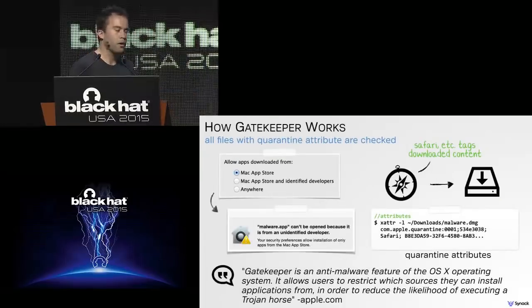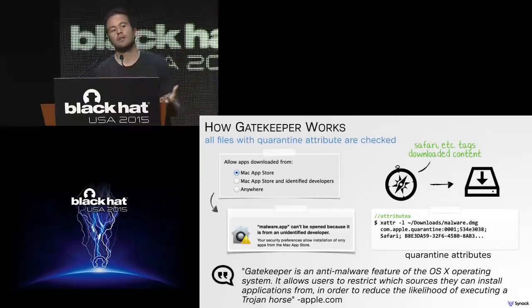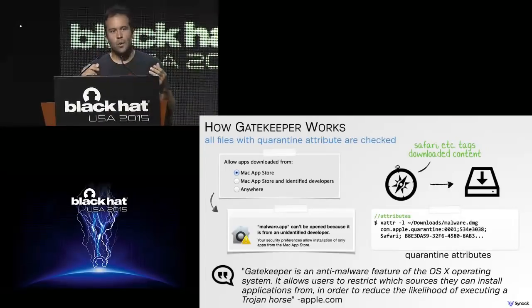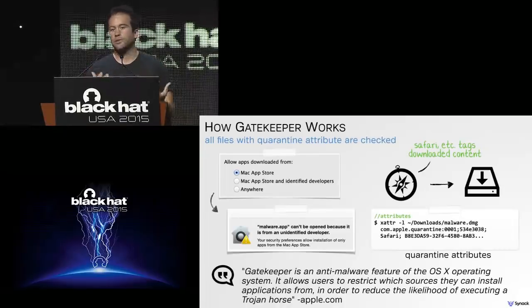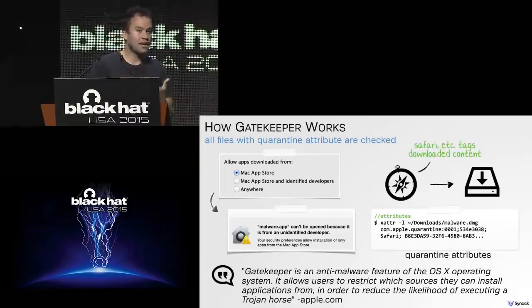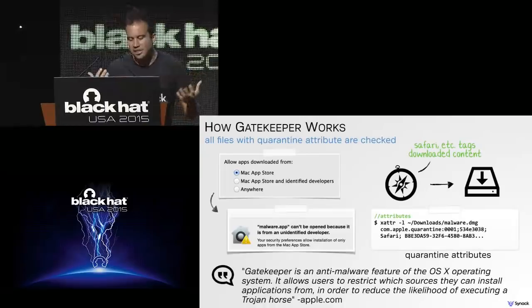So how does Gatekeeper work? Well, basically, anytime you download something from the internet, it gets tagged with this quarantine attribute. And then when the application that was downloaded is run, either automatically by the operating system or the user double clicks it, Gatekeeper jumps in the way and says, hey, wait a minute, this was downloaded, I've got to verify it and make sure that it's signed and hasn't been modified in transit. And it actually does a decent job.